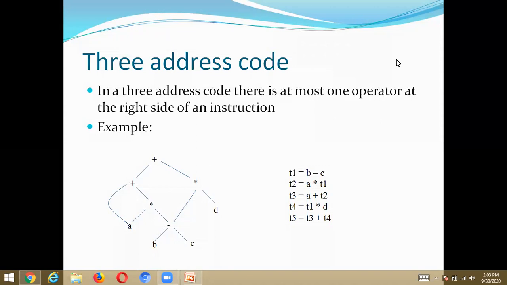We are taking the operators from the given expressions. We are not choosing our own operators or our own operands, right? From the expression, we are just representing the translation statements by following the rules, following the definition of the three address code.